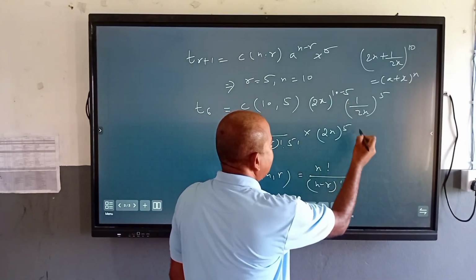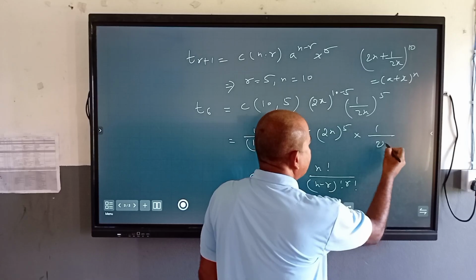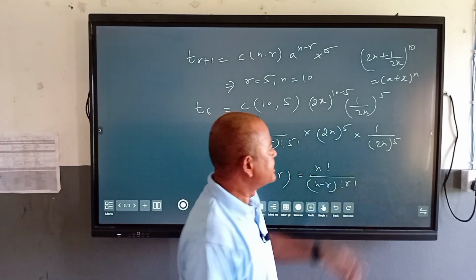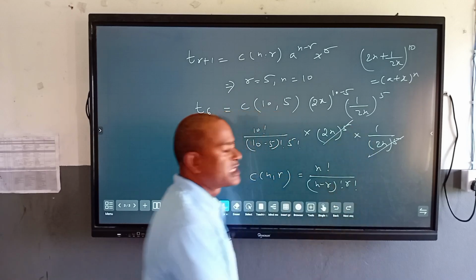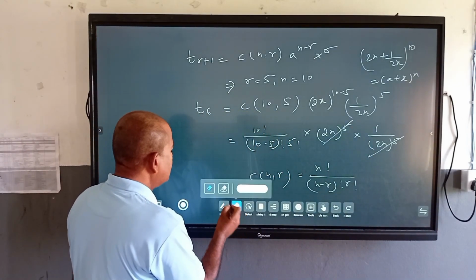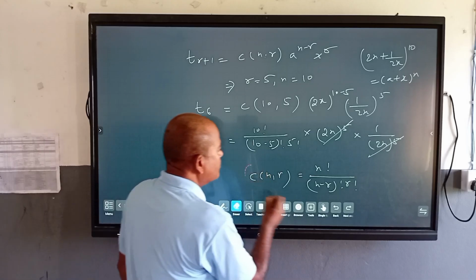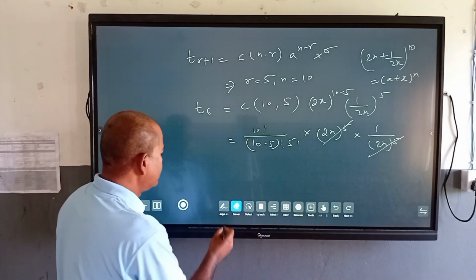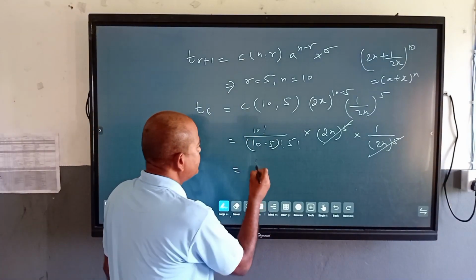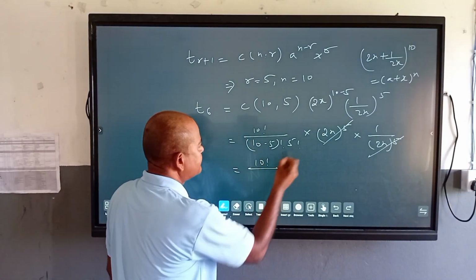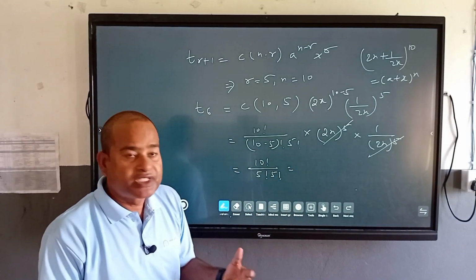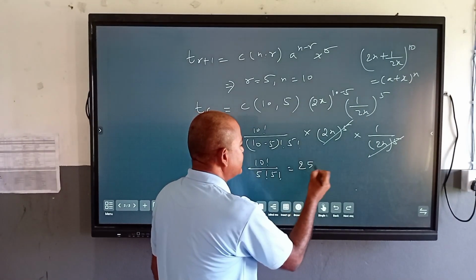Now (2x) power 10 minus 5, that means 5, into (1 by 2x) power 5. 1 power 5 is 1, so keeping 1 as it is. Now (2x) power 5 and (2x) power 5 both are same. So dear students, now by doing the calculation, we get the value of the 6th term. So 10 factorial divided by 10 minus 5, that means 5 factorial into 5 factorial. The value of this by using calculator will get 252.